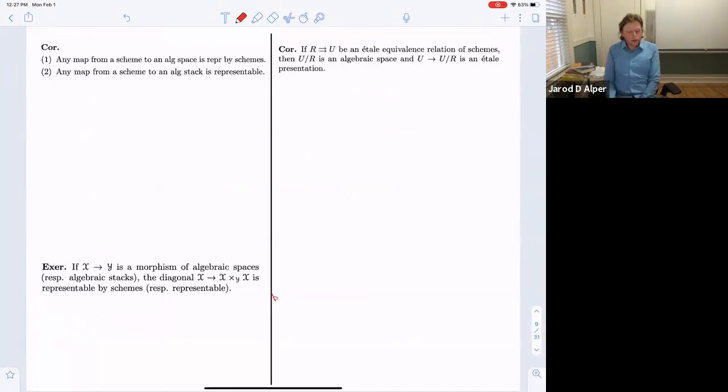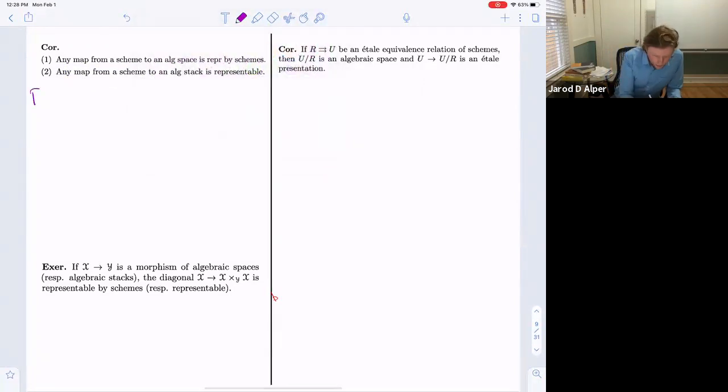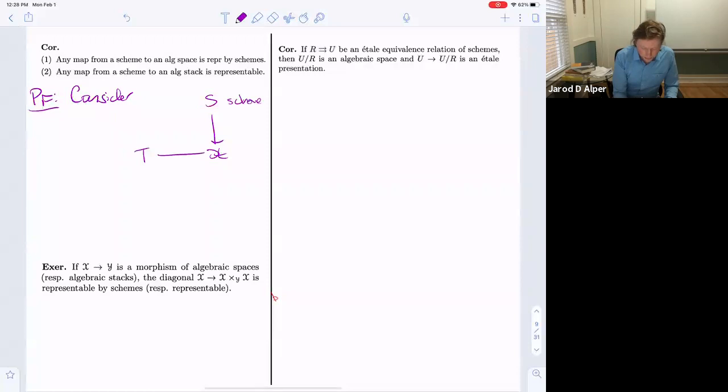Because we know that the diagonal is representable, we can conclude that any map from a scheme to an algebraic space is representable by schemes, and likewise, any map from a scheme to an algebraic stack is representable. The proof uses the right Cartesian diagram. You have your stack or your algebraic space here, and you need to show that any map from a scheme is representable.